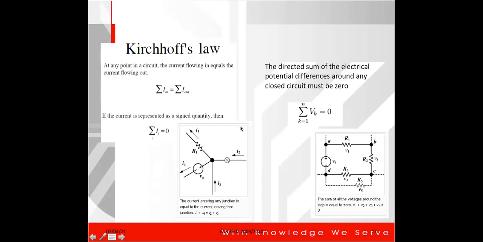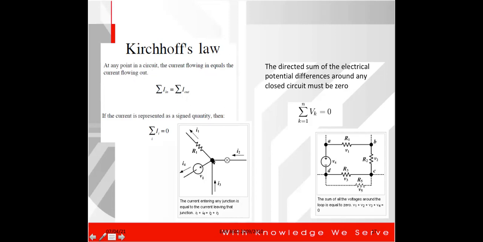There is another theory that we can use to describe the behavior of current and voltage in a circuit. So we use Kirchhoff's law. What does Kirchhoff's law say? At any point in a circuit, the current flowing in equals the current flowing out. Okay, the current flowing in equals the current flowing out. So total current masuk is equal to total current keluar.